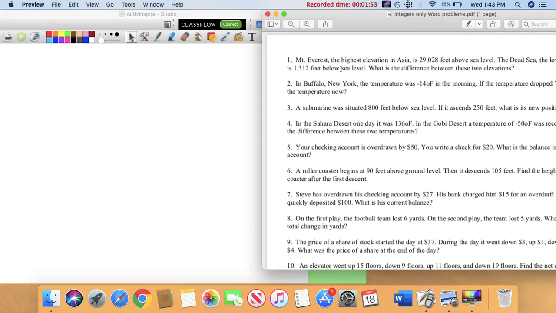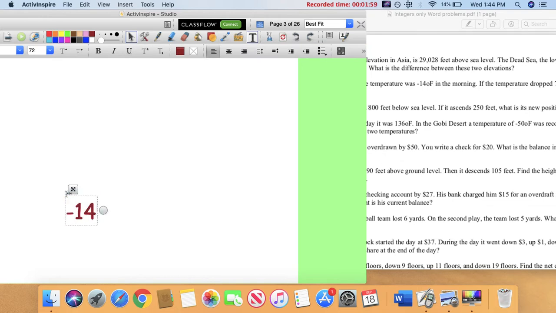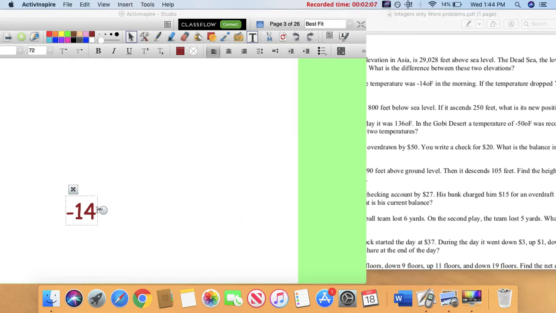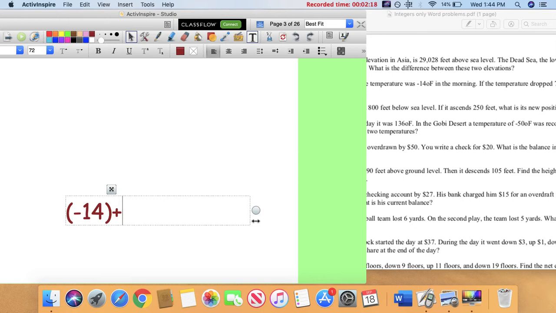Okay, in Buffalo, New York, the temperature was negative 14 in the morning. So I'm going to write that as negative 14. And then the temperature dropped. So it was at negative 14 and it went even lower. Negative 14 is represented this way, plus a drop of negative 7, I'm going to use the integer negative 7. So this is my expression. If we were at negative 14 and it got colder by negative 7, a negative plus a negative, we know it's negative, and it's going to be negative 21.